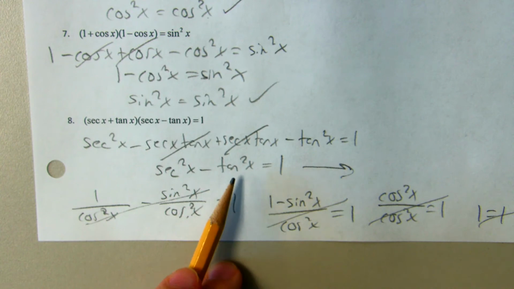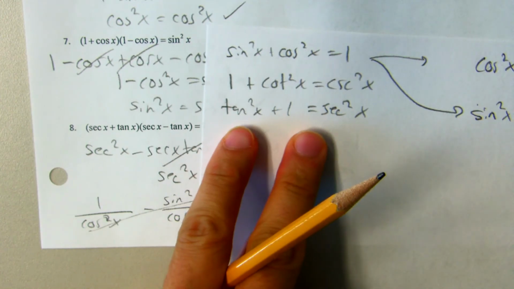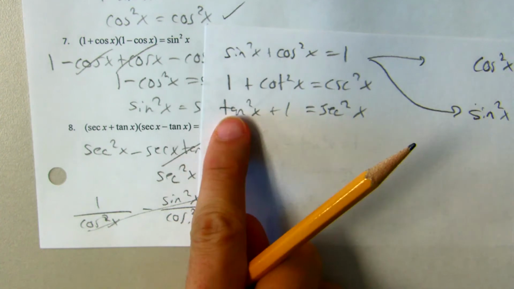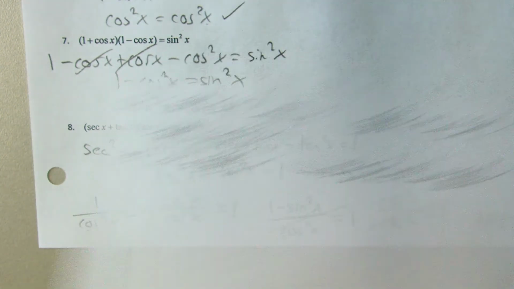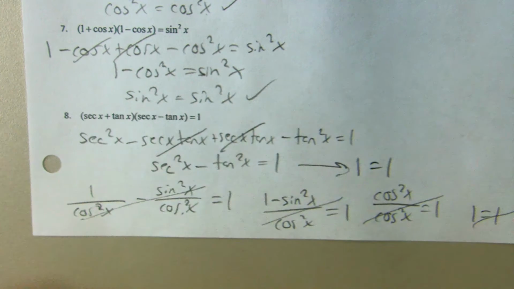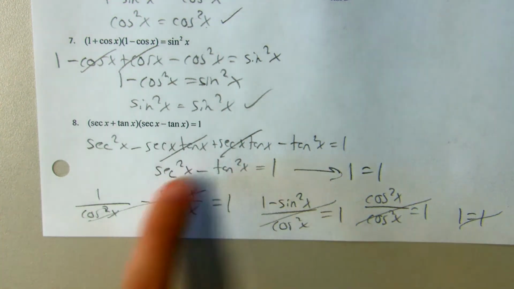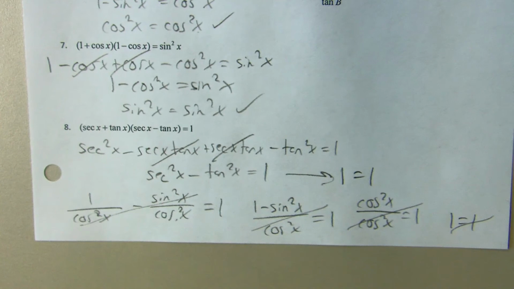Secant squared and tangent squared are related in one of your Pythagorean identities. Secant squared minus tangent squared is 1. So you don't have to prove that. You get to use that. But again, if you're not familiar with it, you're going to do this to yourself. You're going to add an extra 4 steps to your problem that are not necessary.